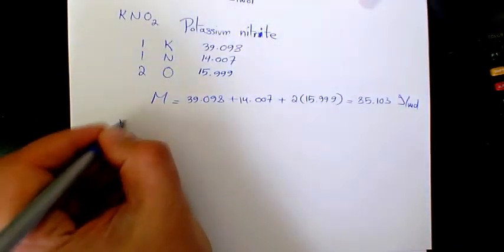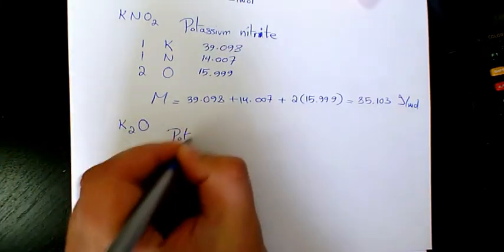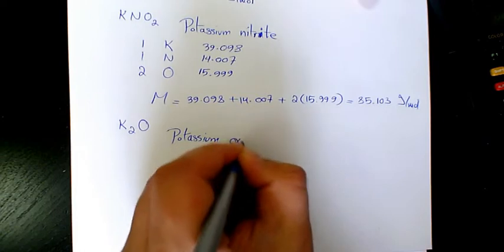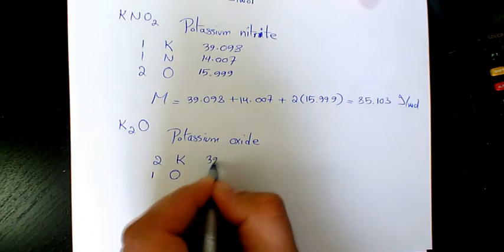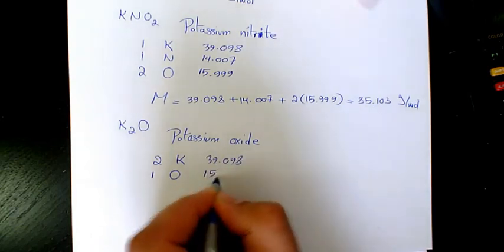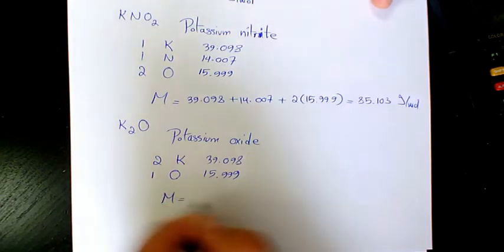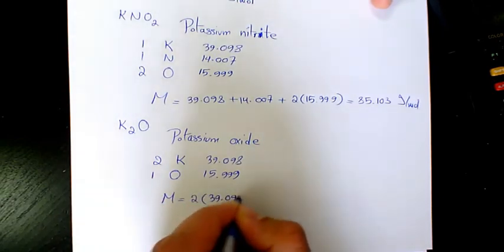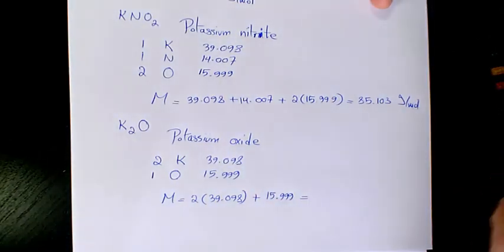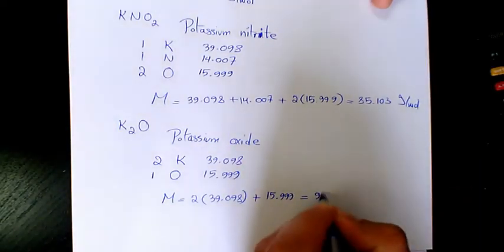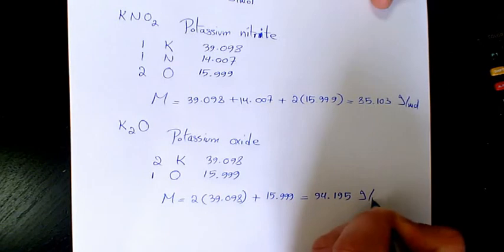Next one is going to be K2O, or potassium oxide. We have 2 atoms of potassium, 1 atom of oxygen. Potassium is 39.098, oxygen is 15.999. So that's going to be 2 times 39.098 plus 15.999. It's going to be 94.195 grams per mole.